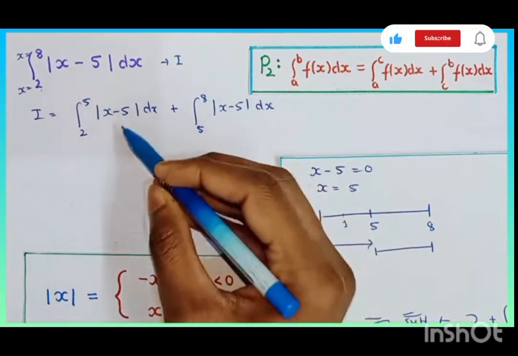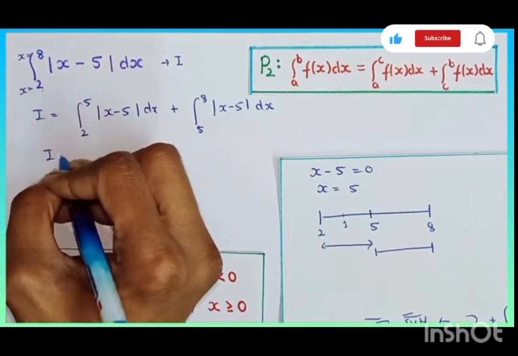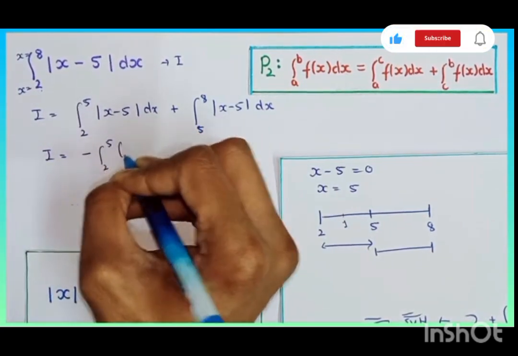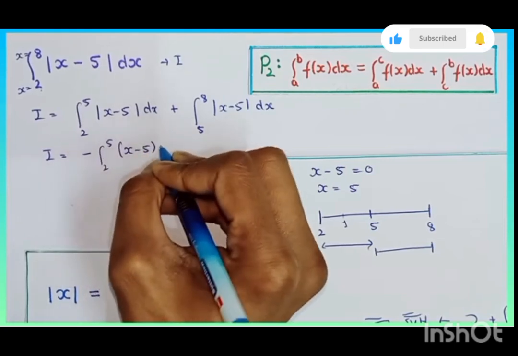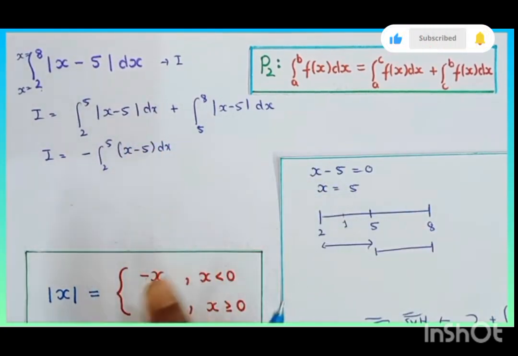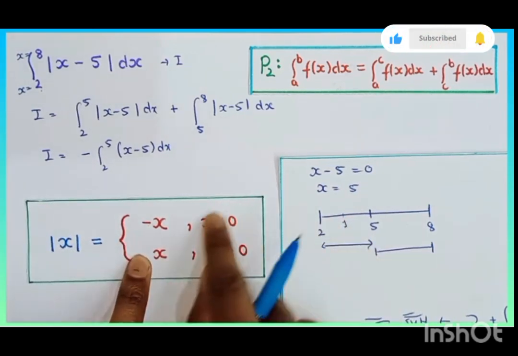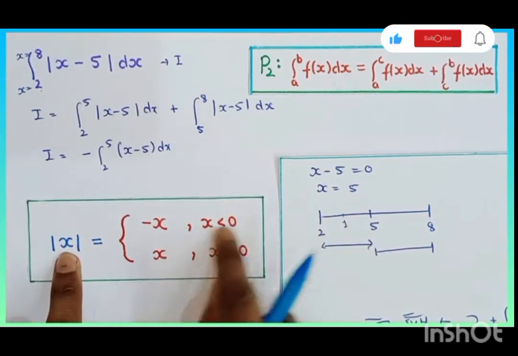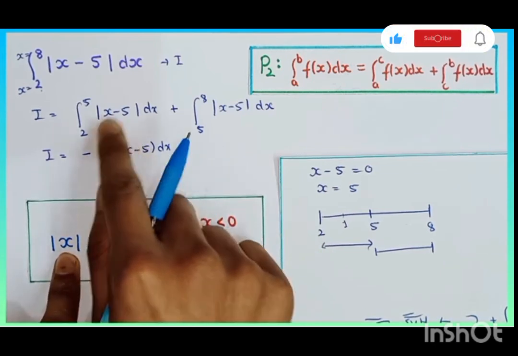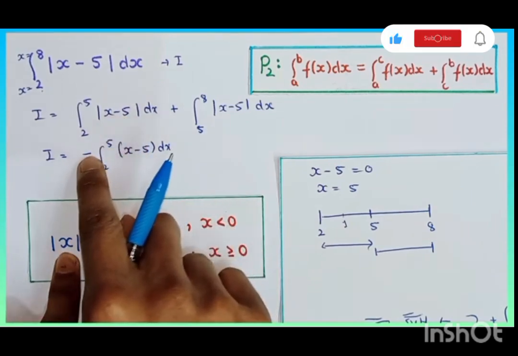What do we do whenever a negative value comes inside the mod? We multiply by a minus to remove the minus. So multiply by a minus. What will we get over 2 to 5? Minus of x minus 5 dx, okay? We've repeated this point many times, even in the previous question. If you still want to see it, look it up. Whenever x minus 5 is less than 0, the value inside the mod is less than 0. Then we multiply by a minus to make it positive. What was x here? It was x minus 5 less than 0. That's why we multiplied by a minus. That's why this minus came here.